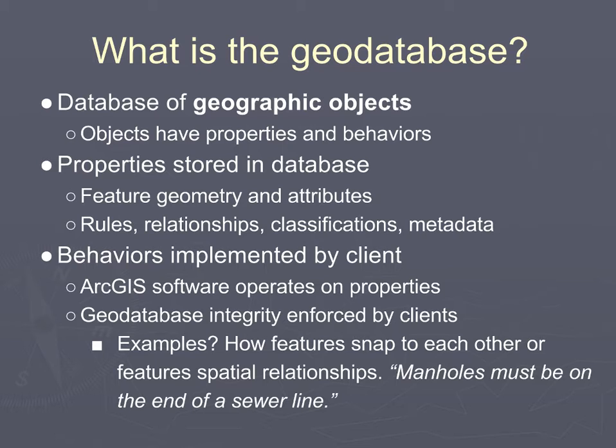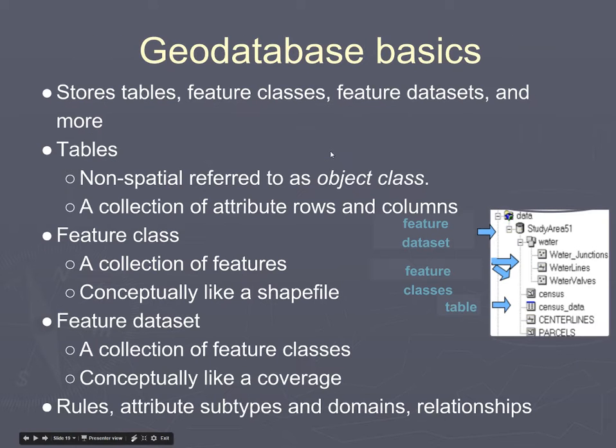Then you have behaviors that can be performed on the objects, and they're implemented by the client. So the client, in our case, is the ArcGIS Desktop software, and it operates on the properties. Things like geodatabase integrity, the domains and the subtypes and the topological rules that define how things are connected and check the topology and networks of features are all enforced by the clients, by the GIS software.